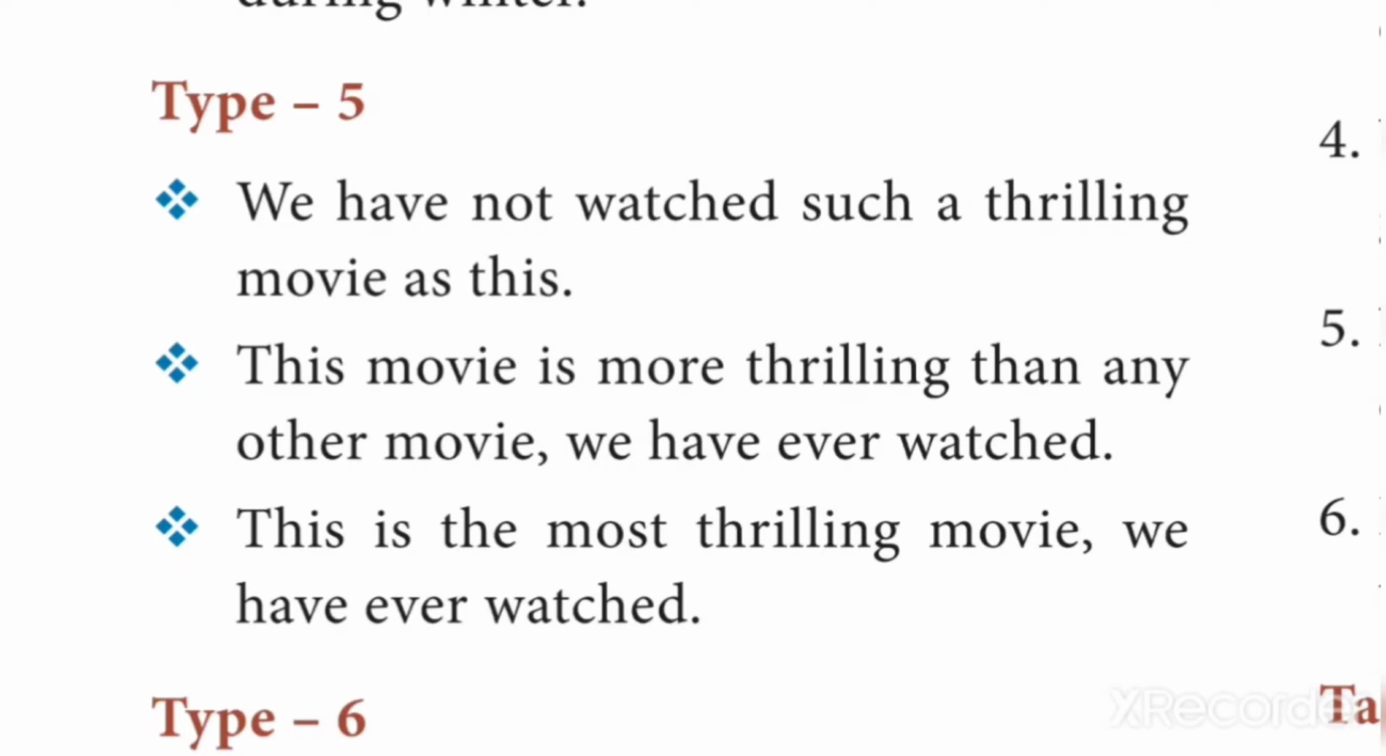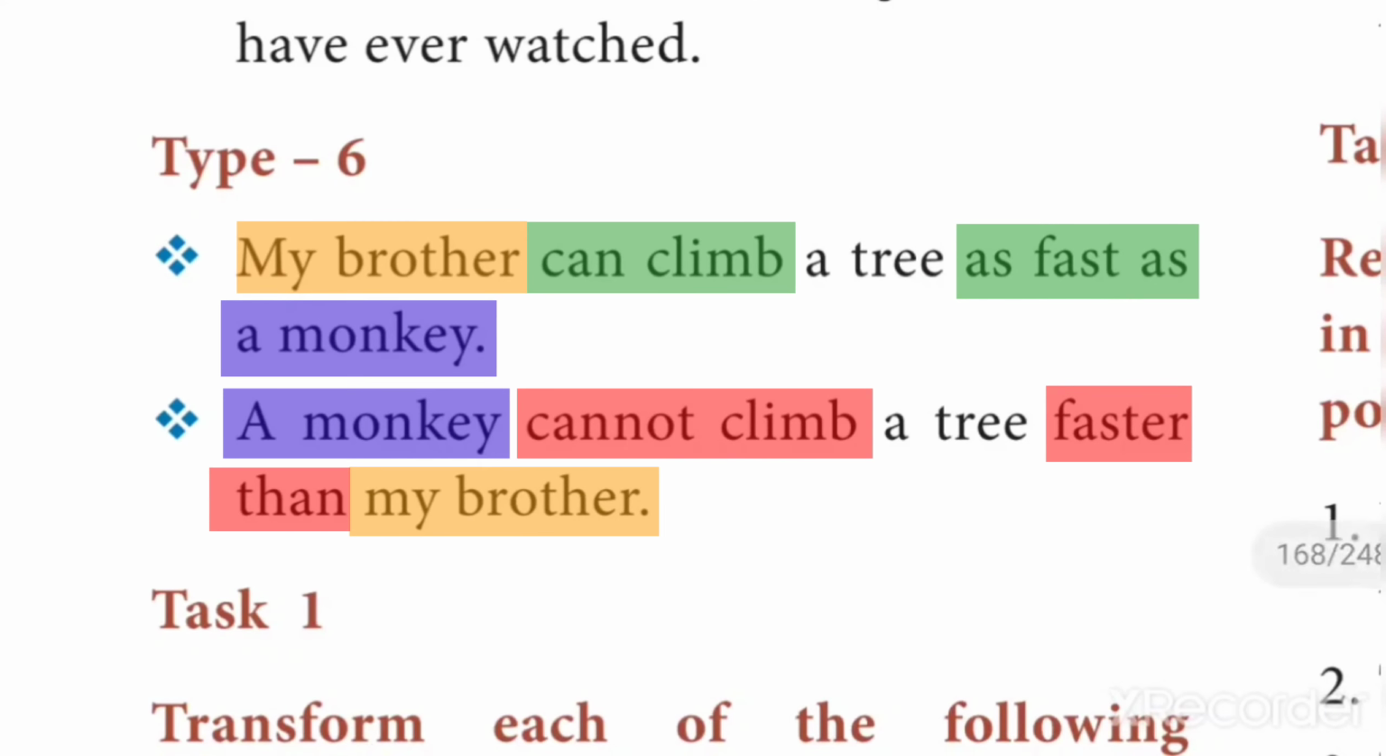Coming to type number 6 according to our textbook. My brother can climb a tree as fast as a monkey. See the comparison. Here, the comparison is in this place, as fast as. Actually, fast here is an adverb which modifies the verb climb. It is not an adjective.